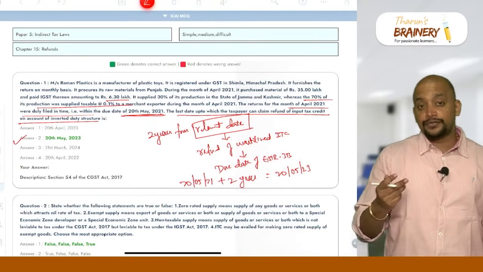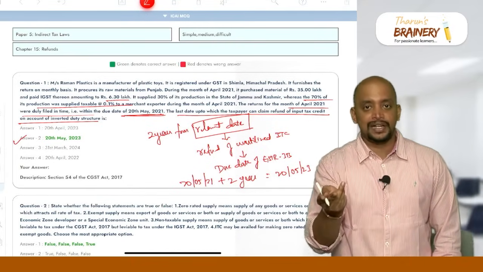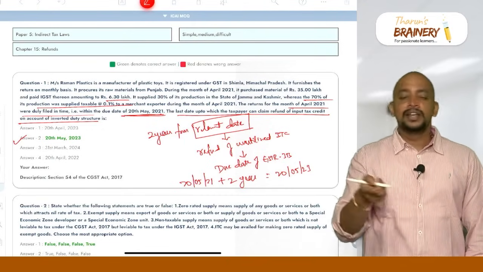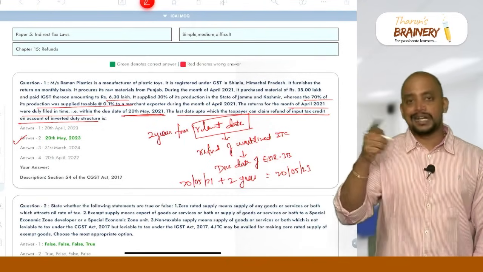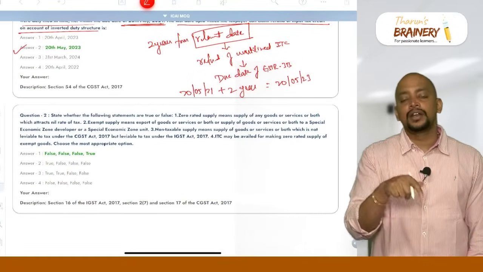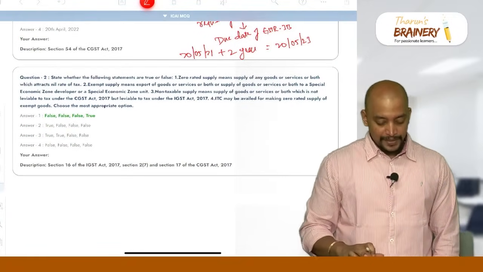Whereas in case of deemed exports, it is the actual date of filing 3B, not the due date of filing 3B. It is the opposite. For deemed exports it's not the due date, it's the actual date. Refund of ITC on account of inverted tax structure will be the due date of 3B. While discussing rocket revision, I stressed this point, and it will be tested in MCQ.